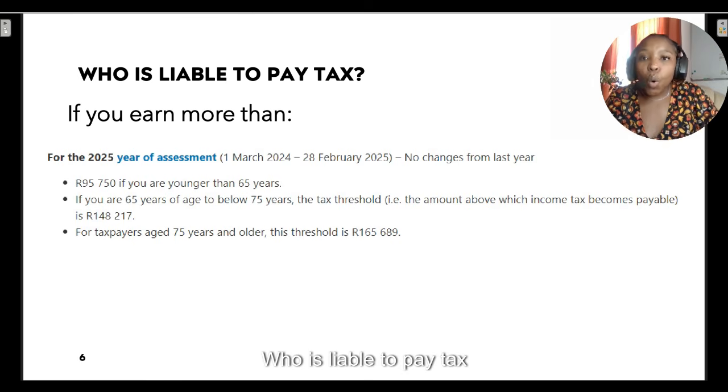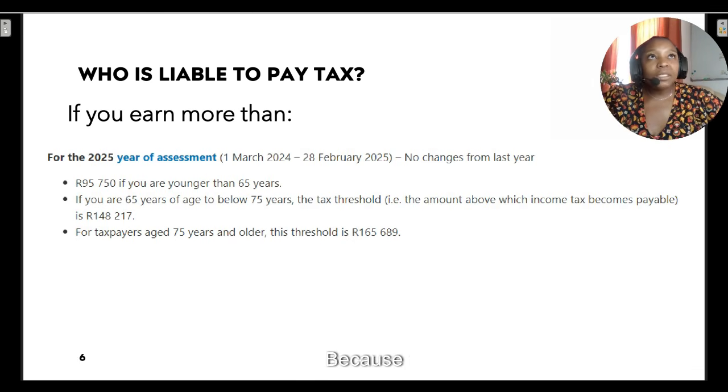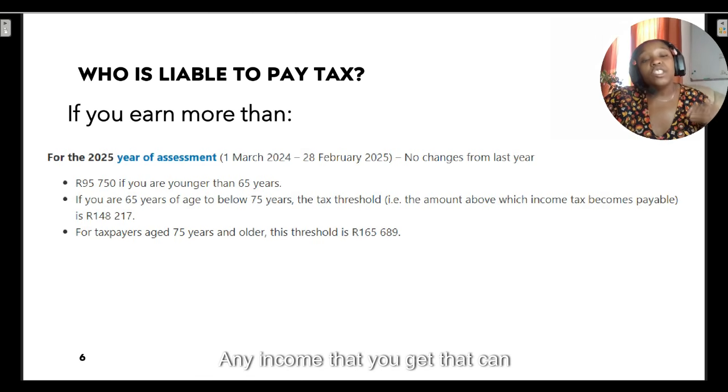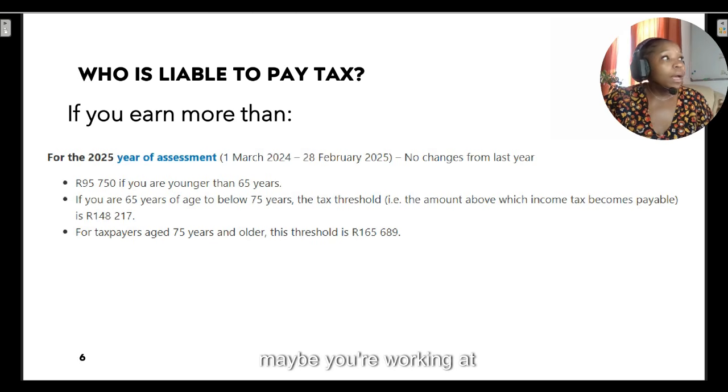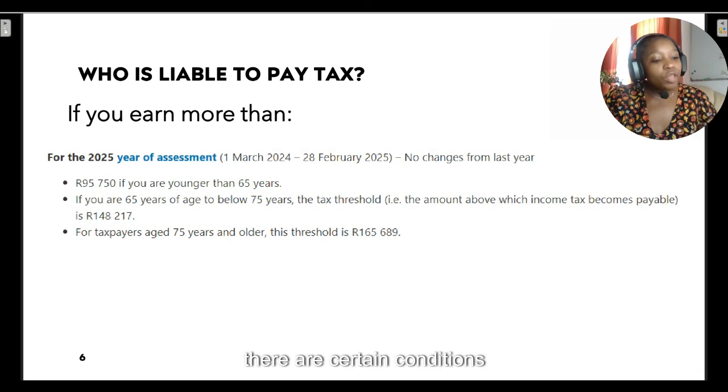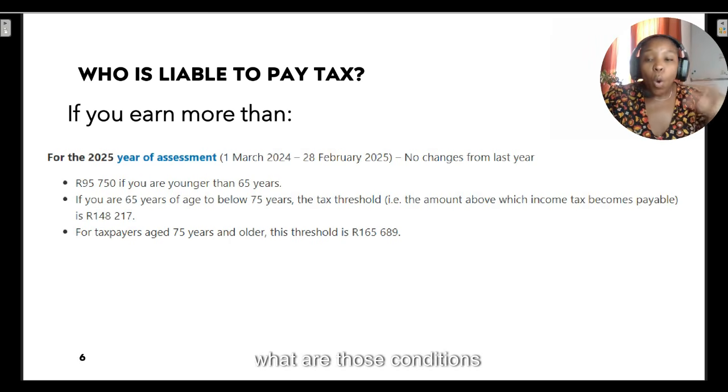All right, cool stuff. Who is liable to pay tax? Because now we've mentioned what a taxable income is, any income that you get that can be taxed. So if you're earning an income, maybe you're working at a particular company, not everyone gets taxed. There are certain conditions that must be met for you to get taxed. What are those conditions?